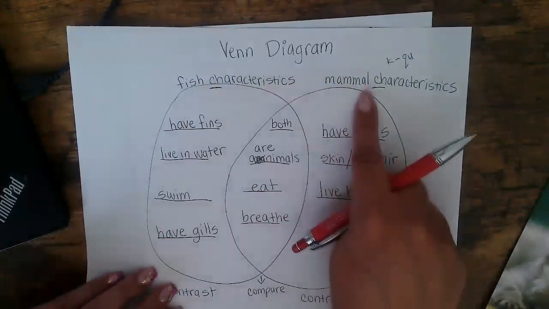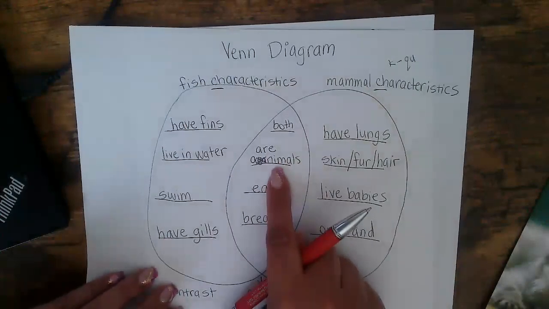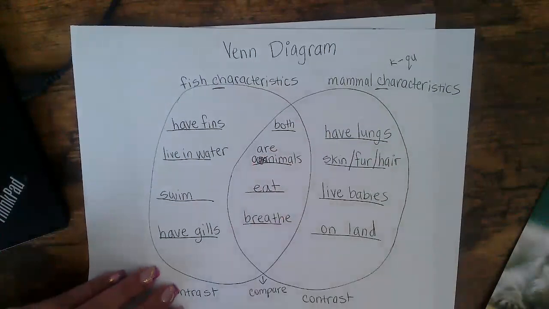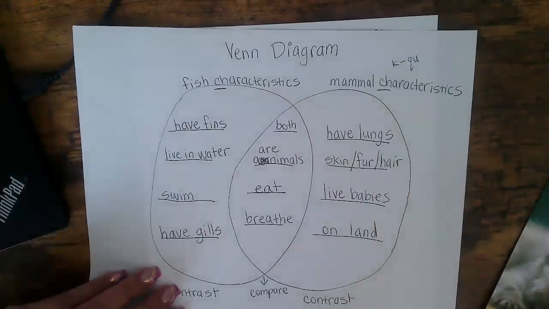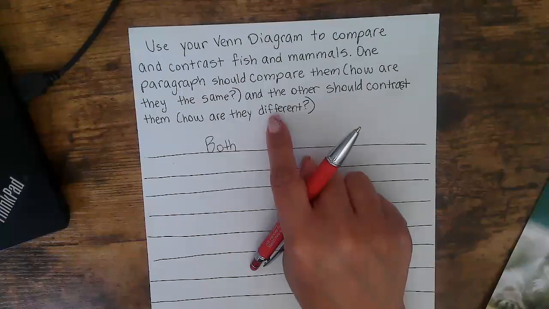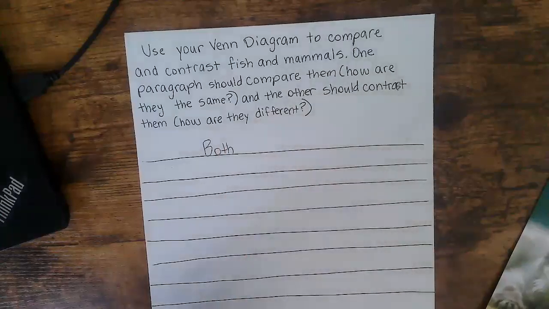Both fish and mammals are animals, period. They both eat, they both breathe. That would be three short, easy sentences, right? And for the second paragraph, you're going to write how they are different.